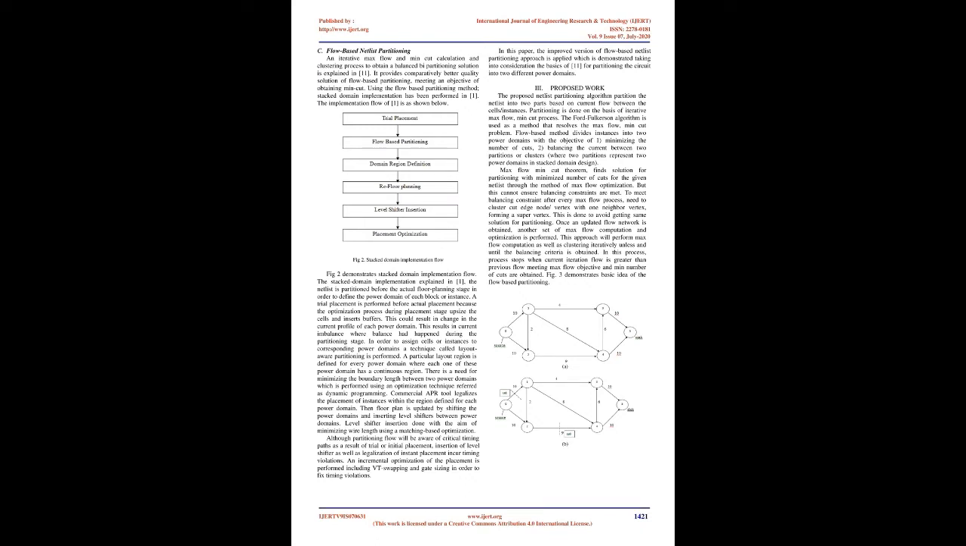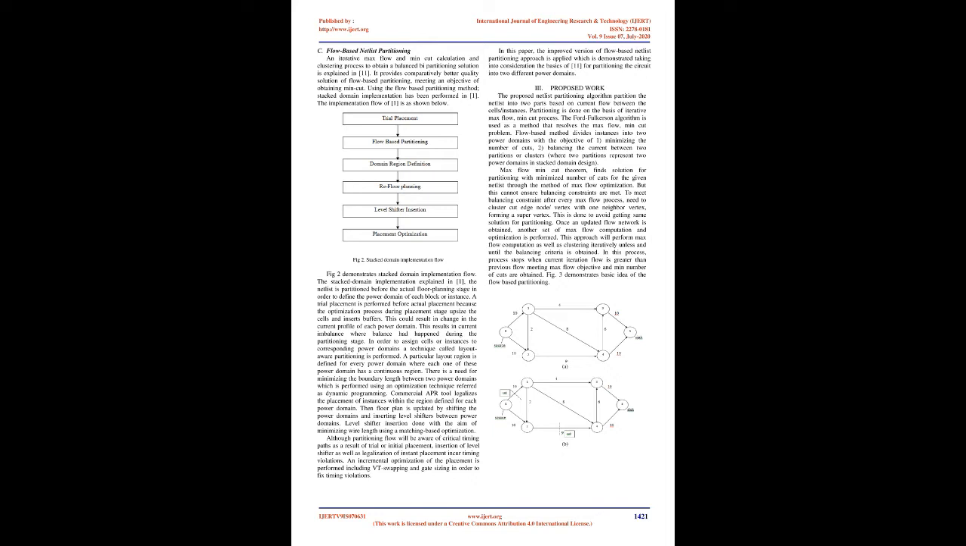Although the partitioning flow will be aware of critical timing paths as a result of trial or initial placement, insertion of level shifters as well as legalization of instance placement incur timing violations. An incremental optimization of the placement is performed, including VT swapping and gate sizing, in order to fix timing violations. In this paper, the improved version of the flow-based netlist partitioning approach is applied, which is demonstrated taking into consideration the basics of [11] for partitioning the circuit into 2 different power domains.